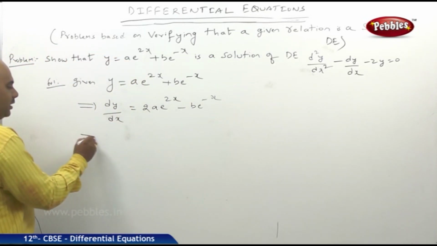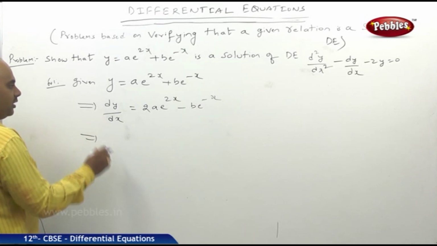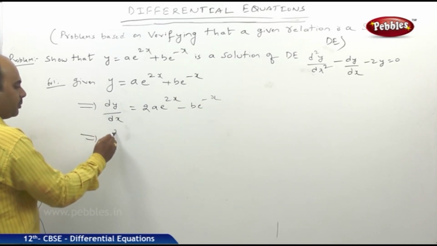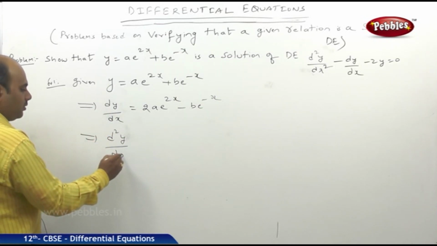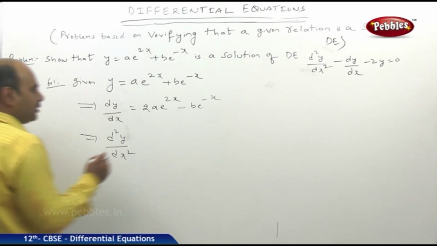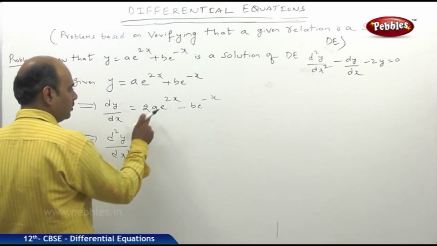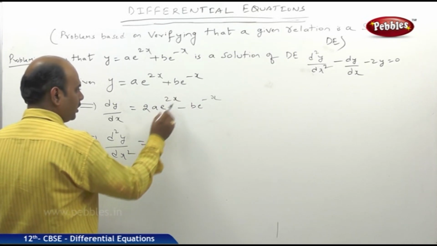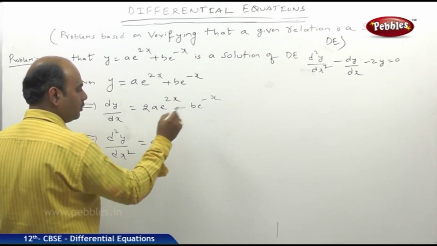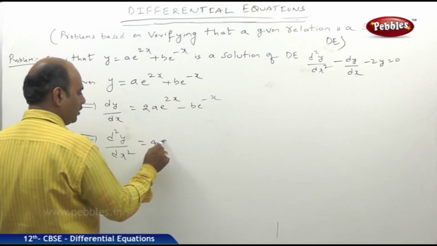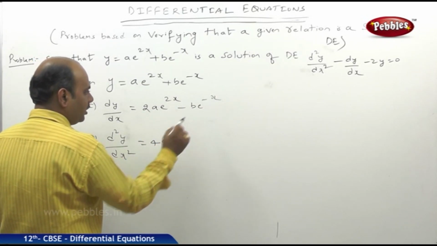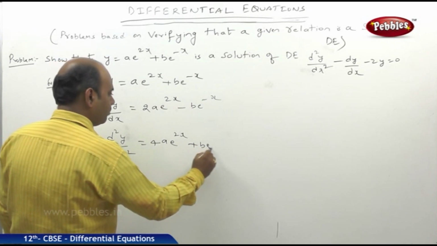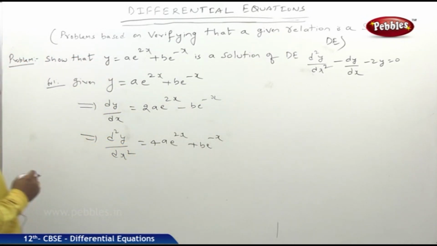Again I will be deriving once more. If I derive once again, this becomes the second order derivative. So d square y by dx square is equal to 4a e power 2x plus b e power minus x, because the derivative of e power 2x is 2 into e power 2x, and the outside 2 is there.